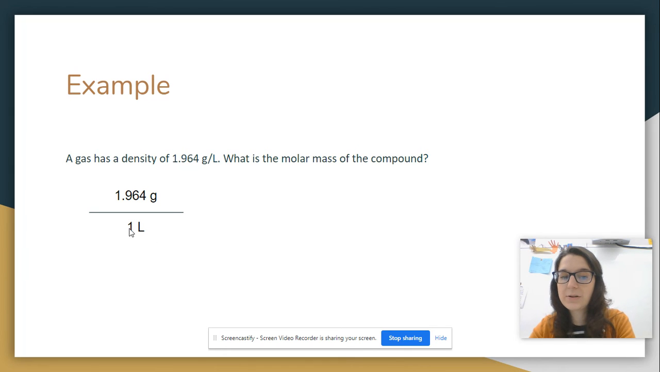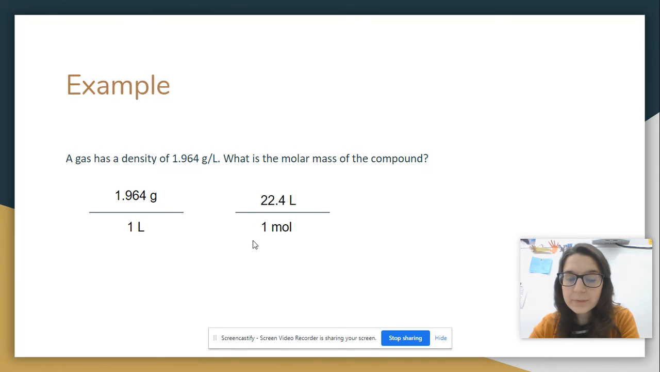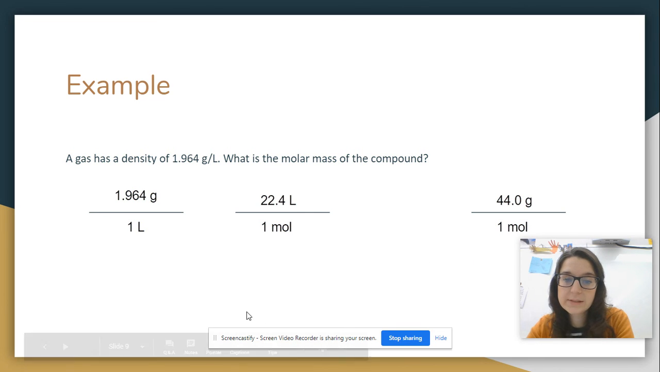To cancel this unit, we want liters on top, moles on bottom. So we're going to use this conversion factor, 22.4 liters over 1 mole. Your liters are going to cancel, and you're going to end up with grams per mole. On my calculator, I would take 1.964 grams divided by 1, multiply by 22.4 divided by 1, which gets me 44 grams per mole for this gas.